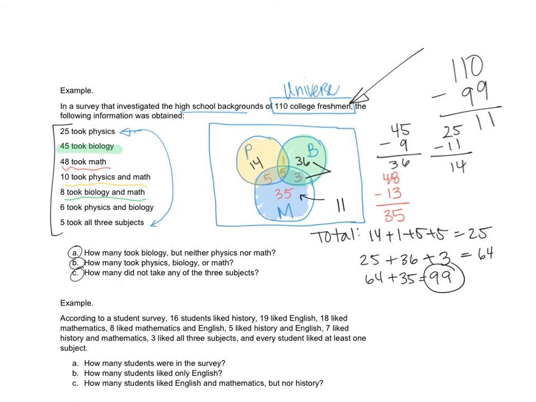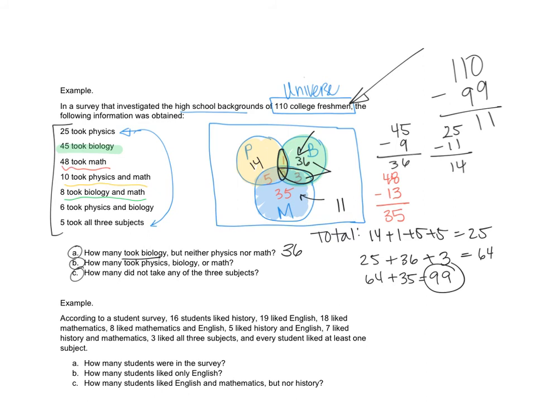So this is a Venn diagram to represent all these people and what they're taking. And so it should be a lot easier to answer the questions. So it says, how many people took bio, but they didn't take physics or math? So they couldn't be in here because those are physics people, and they can't be in here because those are math people, so all that's left over is the 36.